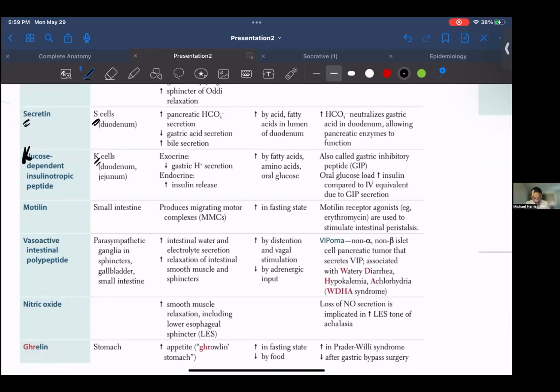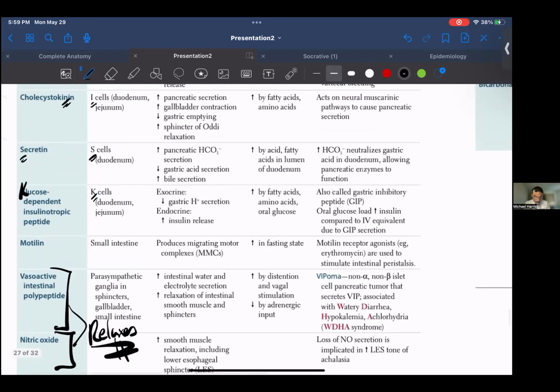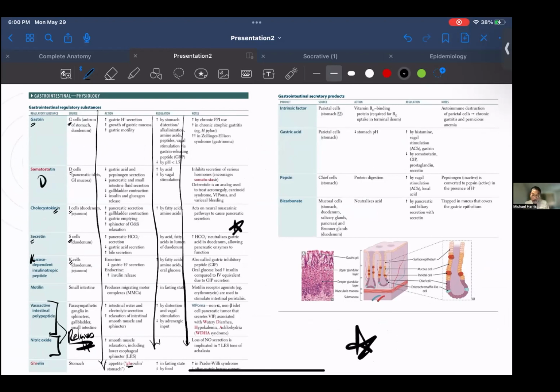Ghrelin and nitric oxide. Some people will go with ghrelin and grelin, however you want to go with it. I've never used that before. But vasoactive intestinal peptide and nitric oxide, these are your relaxers. They relax muscles in the intestinal wall. This is going to be something that you have to literally sit down and look over, as well as their actions and their regulations, because those are all fair game here.